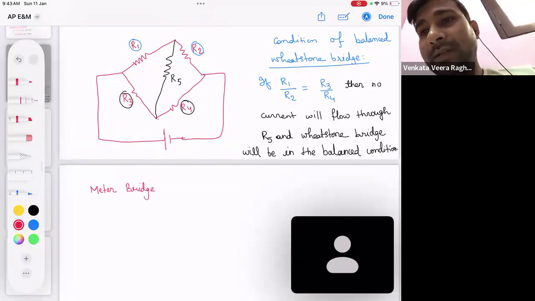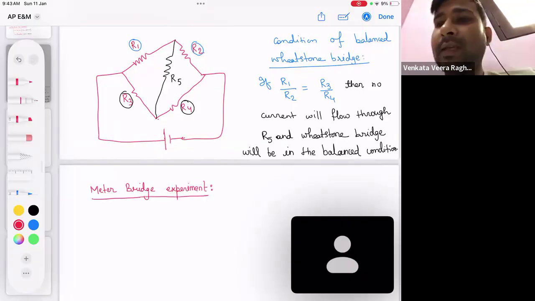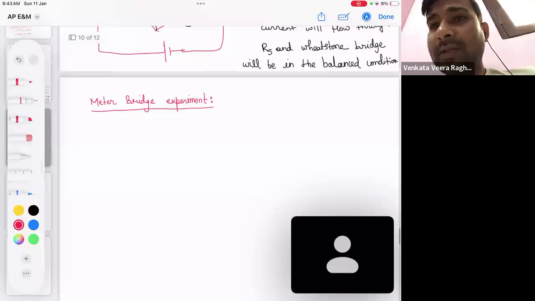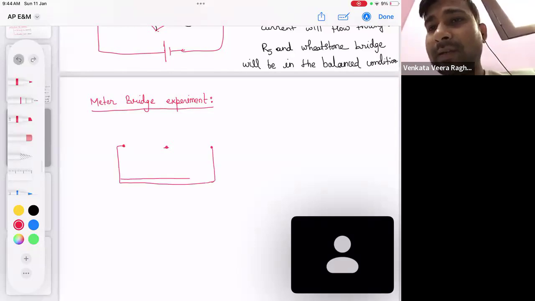In a meter bridge experiment, what do we do? There are two slots. When you go to the lab, you will find there are two slots, and below them there is a wire. Generally, chromium wires are there.